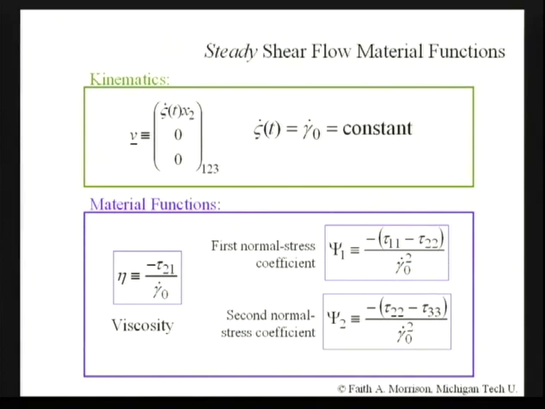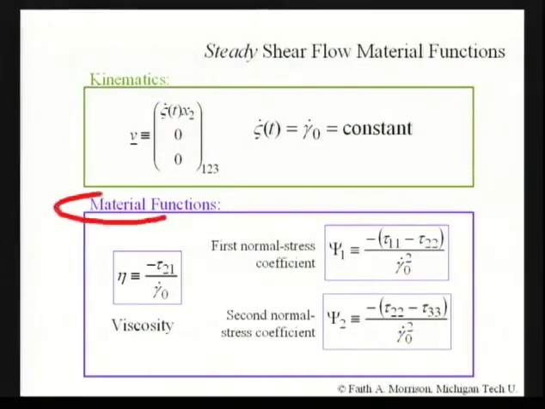All of my slides that define material functions look like this. They have the kinematics at the top and the material function definitions on the bottom. So everything that's on the left-hand side of a triple equal sign is a material function. Everything on the left-hand side of this triple equal, which is the define equals, is a material function. And so this is the definition of viscosity. This is the definition of the first normal stress coefficient. This is the definition of the second normal stress coefficient.